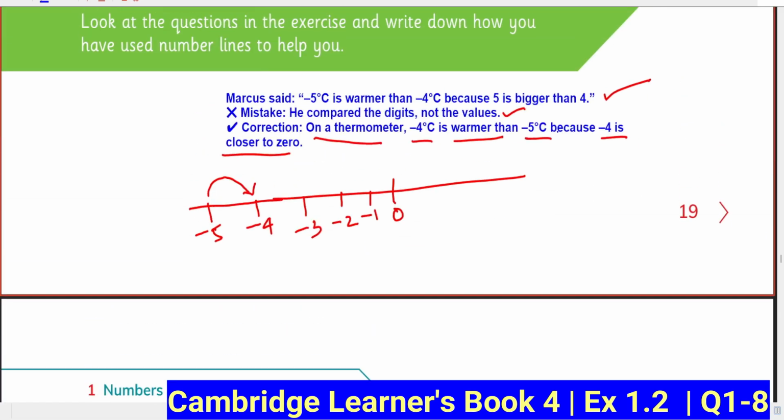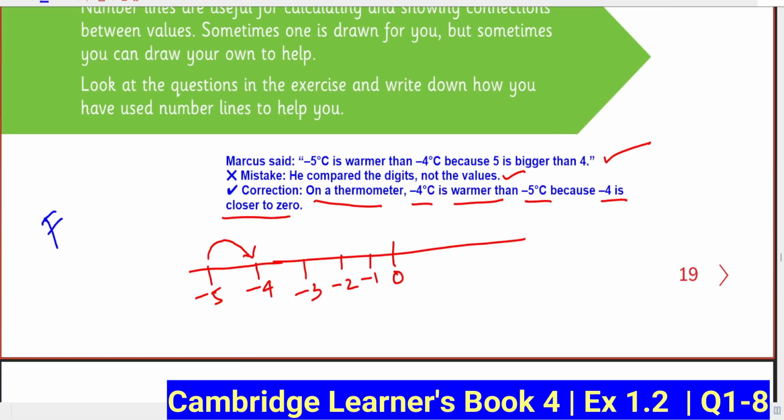So finally our exercise 1.2 is done. Next video will come very soon, and then we will start exercise 1.3.